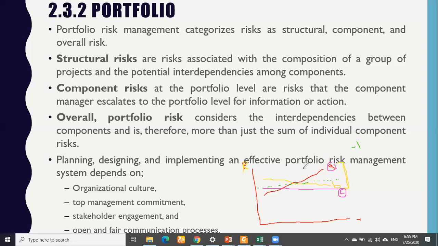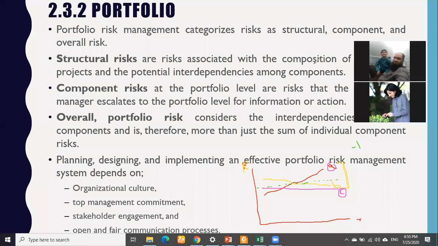So right here, what we are trying to understand is the structural risk, and that is made of the composition. It means different programs that are being combined under one umbrella of a portfolio. So what is their composition? How are they connected with each other? Whether there is a direct relationship, whether there is an indirect relationship, right?